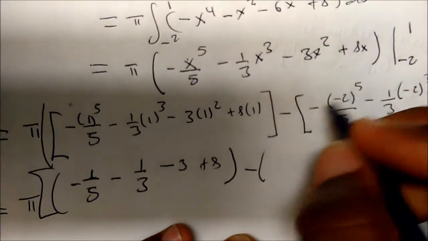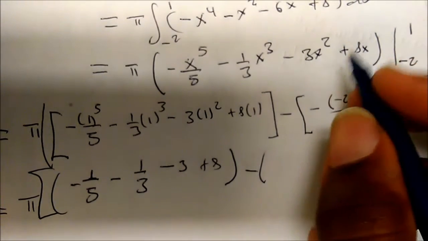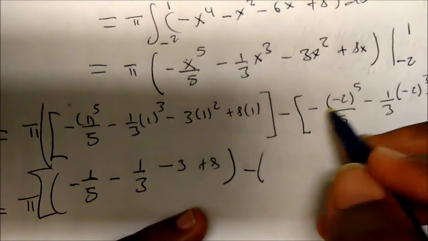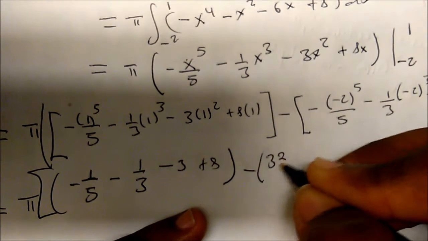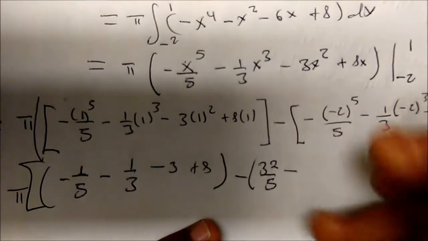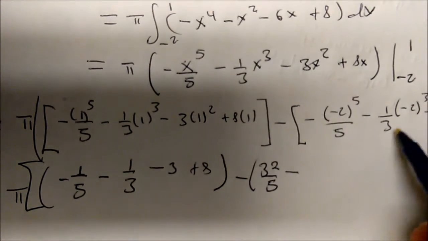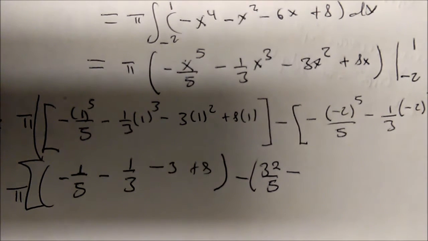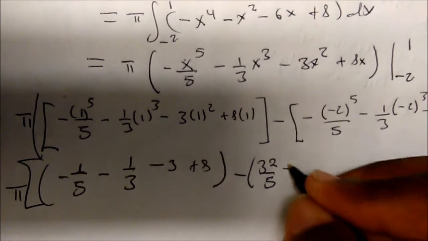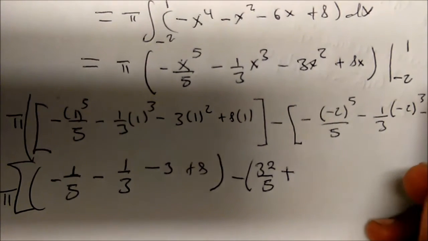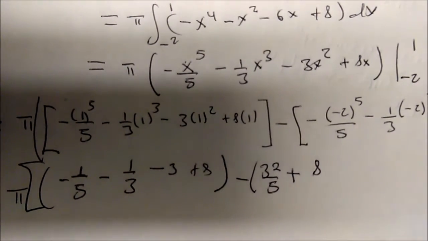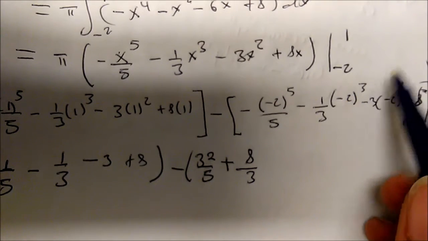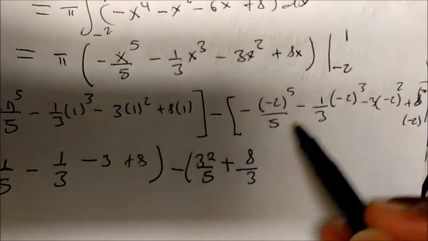So negative 2 to the fifth is negative 32, times this negative here, so this is a positive 32 over 5. Minus, well, what is negative 2 cubed? Again, I'm still going to get a negative number, so this will become positive since I have a negative outside. So this is positive 8 over 3, since negative 2 cubed is negative 8 times the negative is a positive 8 over 3.